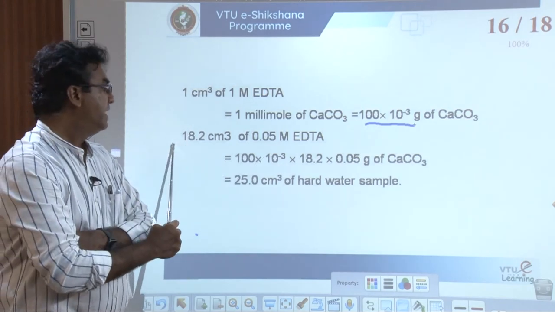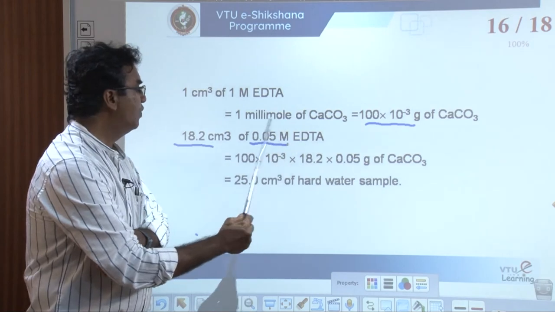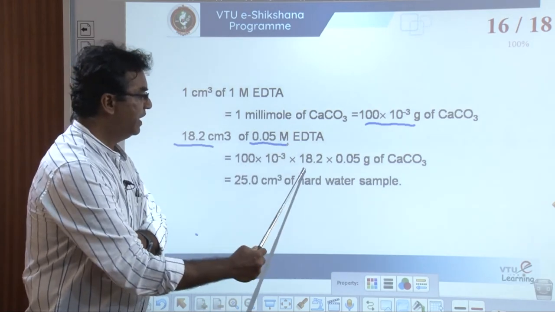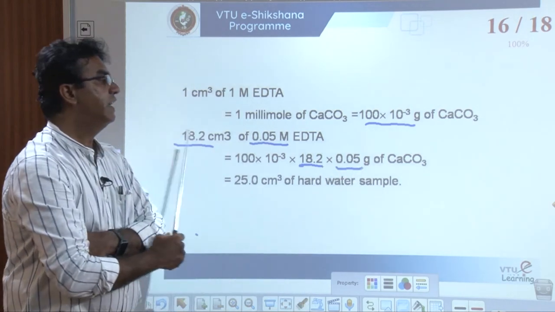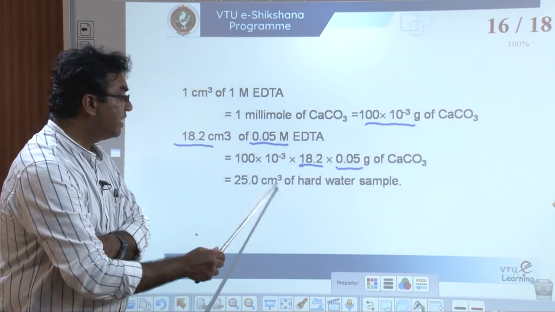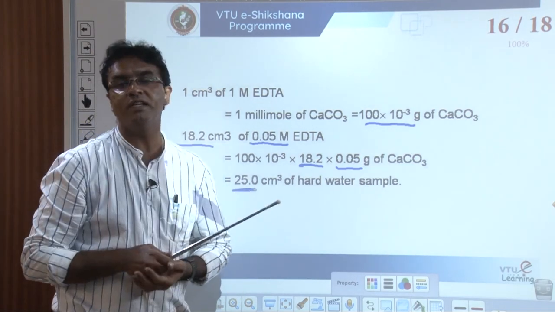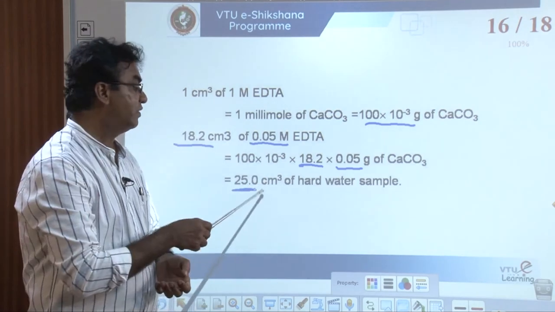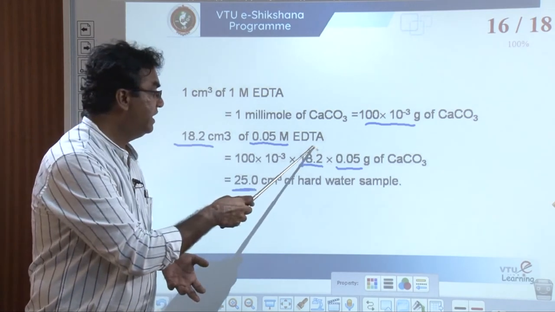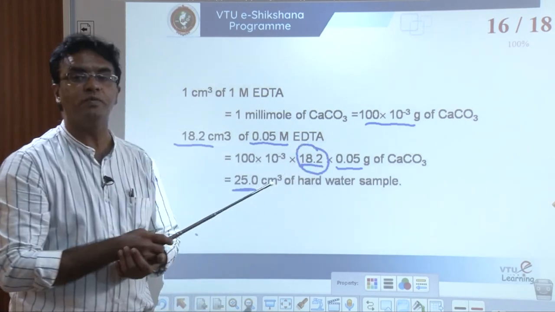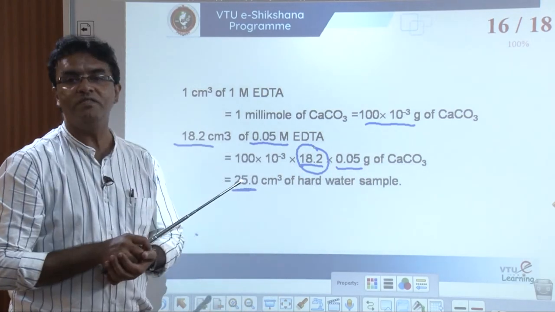If it is so, 18.2 cm cube of 0.05 molar EDTA is equal to 100 into 10 to the power of minus 3 into 18.2 into 0.05 grams of calcium carbonate. This is for how much of the hard water sample? This is for 25 cm cube of the hard water sample, right? Because whenever we titrated 25 ml of hard water sample, we got 18.2 cm cube of EDTA consumed. Therefore, whatever the amount of calcium carbonate present here, this is for 25 cm cube.